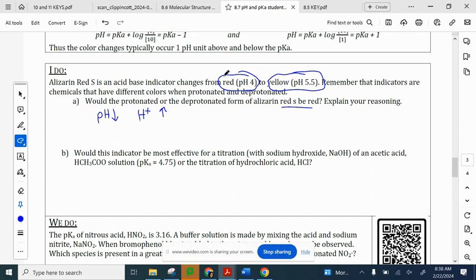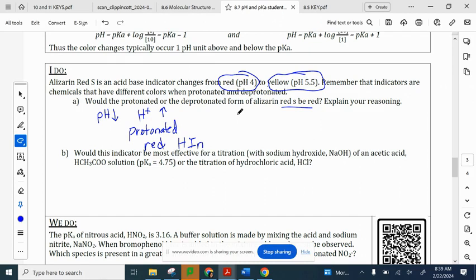So would we have the H plus available here? We would have the indicator having more H plus attached to it because there would be more H pluses available for it to attach. So the protonated version would be red. Yep. Because those H's would be available to go with that indicator, because there's more acid available.